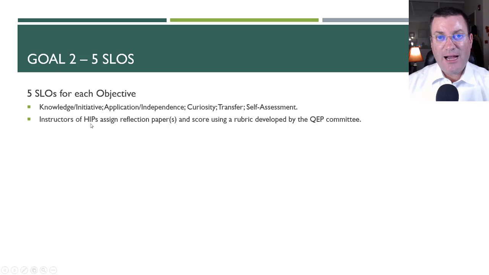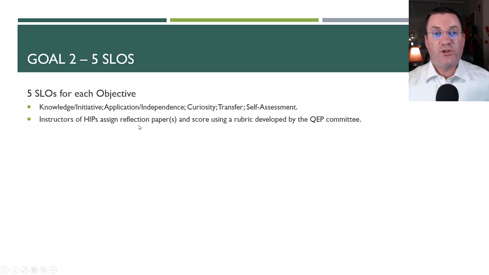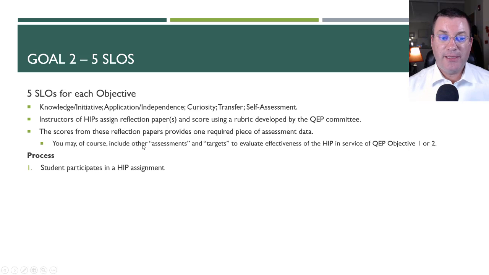An instructor of a high-impact practice experience will assign a reflection paper and score that reflection paper using a rubric developed by the QEP committee. Okay, so we're going to measure all 5 learning outcomes via this reflection paper. The scores from these reflection papers provide one required piece of assessment data. You can, of course, if you have other assessments that you want to include that target the learning objectives as they're stated, knock yourself out.